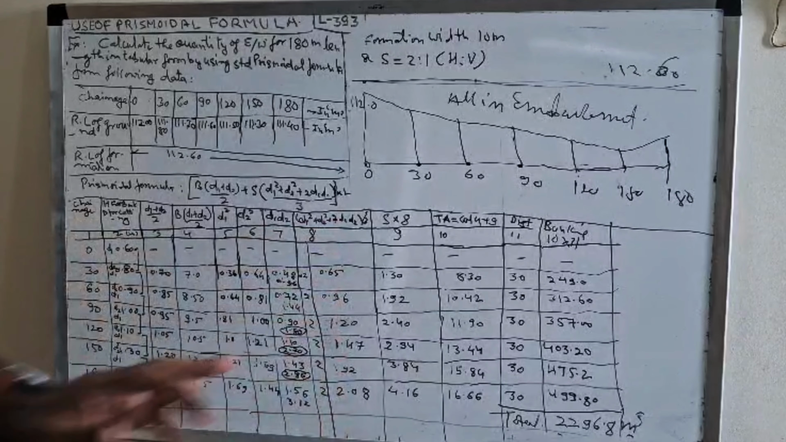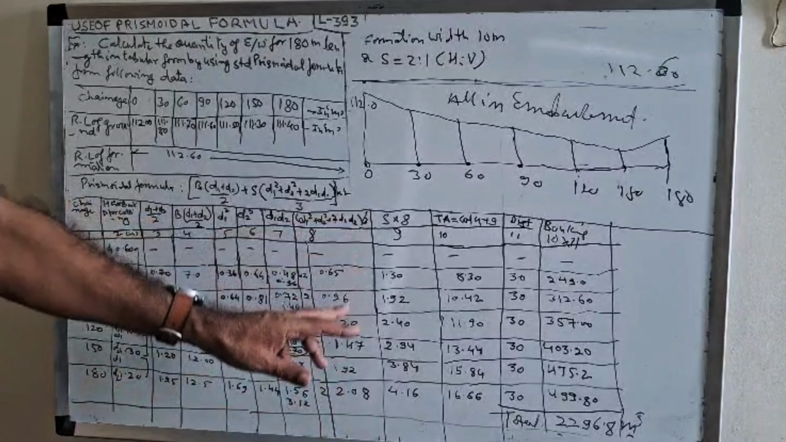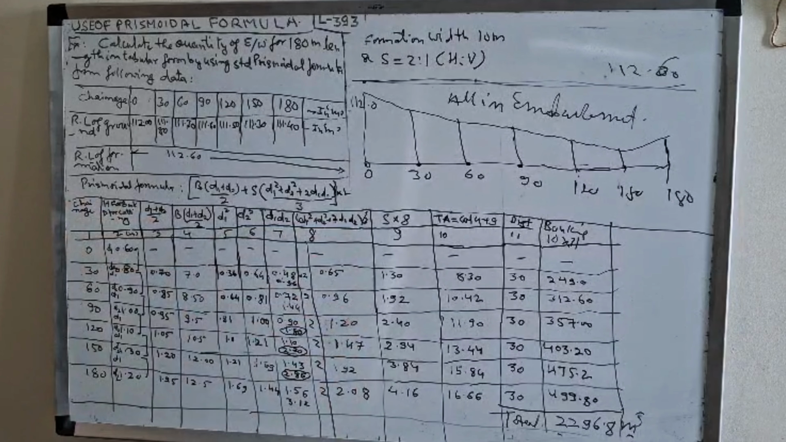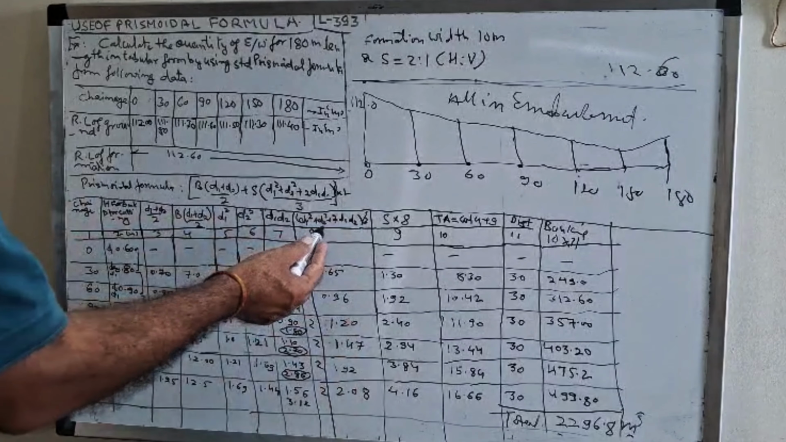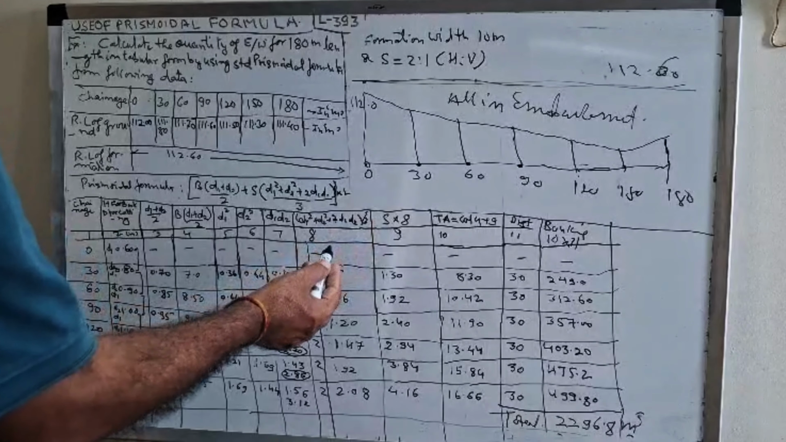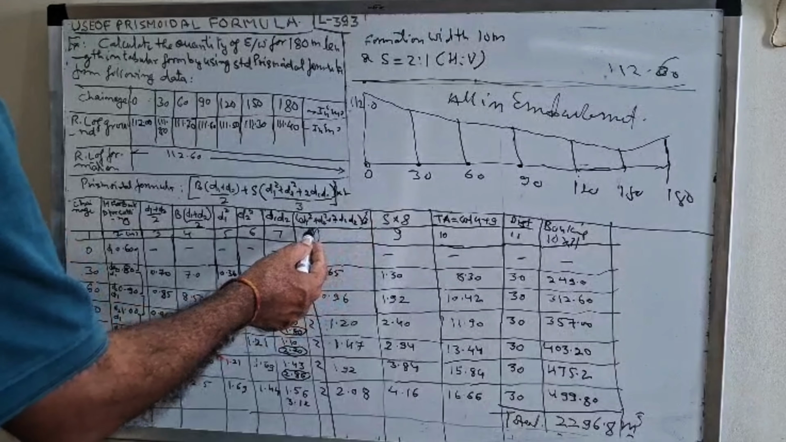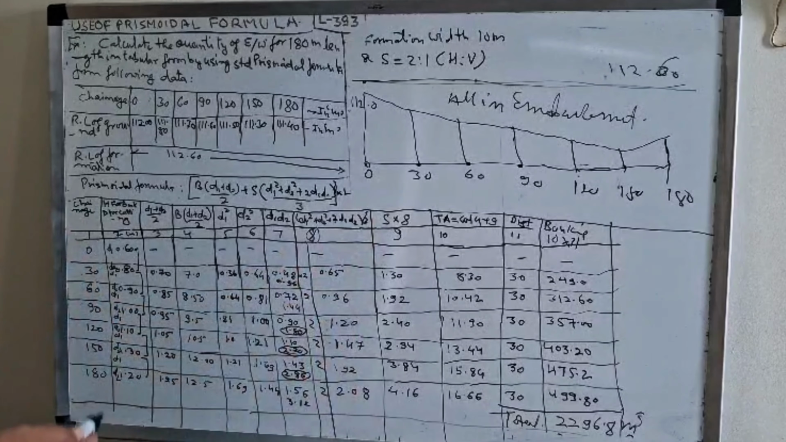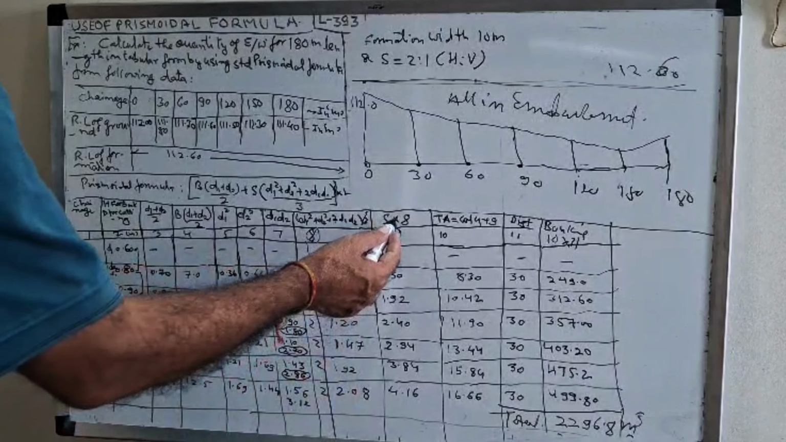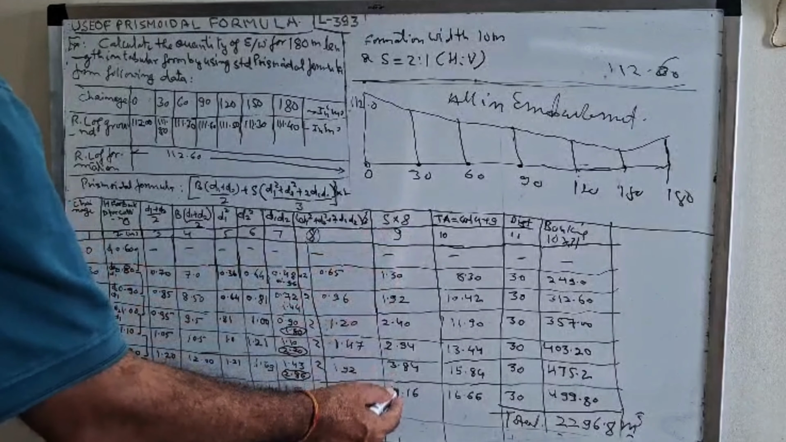This is the figure, you can say. This is divided by 3, so you are getting this value. So this is your (d1 squared plus d2 squared plus 2 d1 d2) divided by 3. This is column 8, so we are getting this value. Now you multiply by the side slope S into column 8, so this is this value.